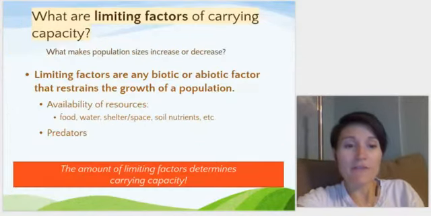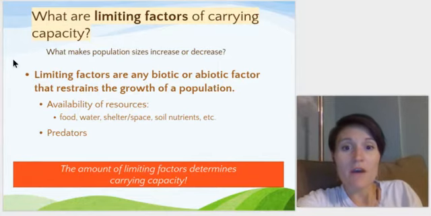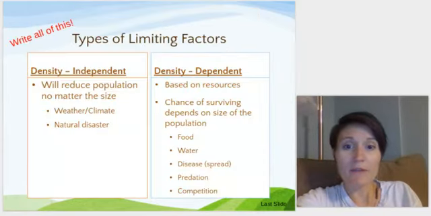All right, we have two more slides. So let's look at what limiting factors are. Limiting factors, write this in your key terms, are any biotic or abiotic factor that restrains the growth of a population. You don't need to write that down. We're going to go on to the next slide and you can write those examples down. And here we go. So you're going to write all of this. So these are the two different types of limiting factors.